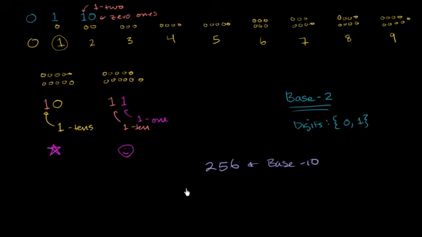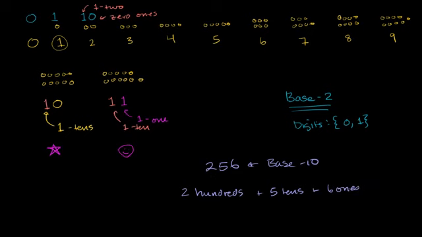This is saying 2 hundreds. So 2 times 100, or maybe I should write down the word because I don't want to confuse the symbols. 2 hundreds plus 5 tens plus 6 ones. That's what I represent here.